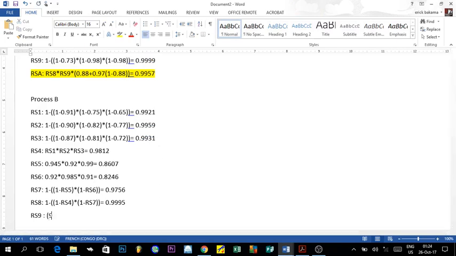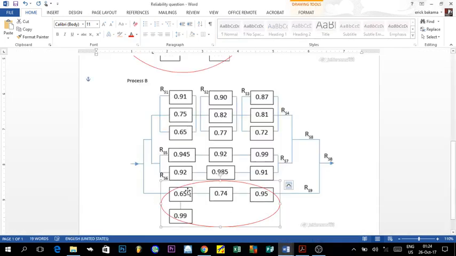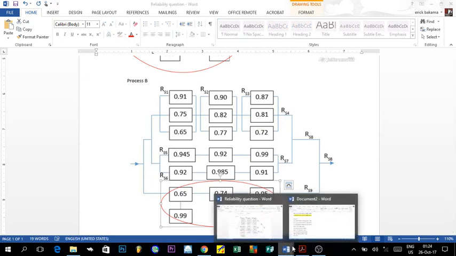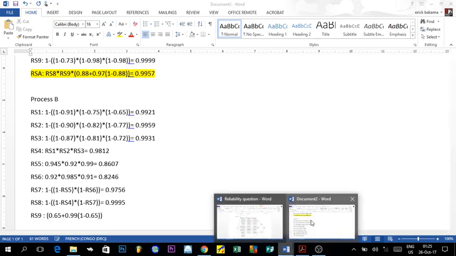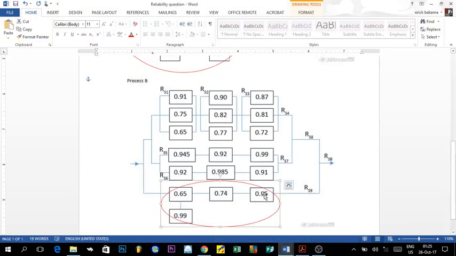We get 0.65 plus 0.99 times 1 minus 0.65. Again, why do we use this formula? Because this formula is used for backup, and this is the backup. How do we know that it's the backup? Refer to the previous video, where I explain everything easily.